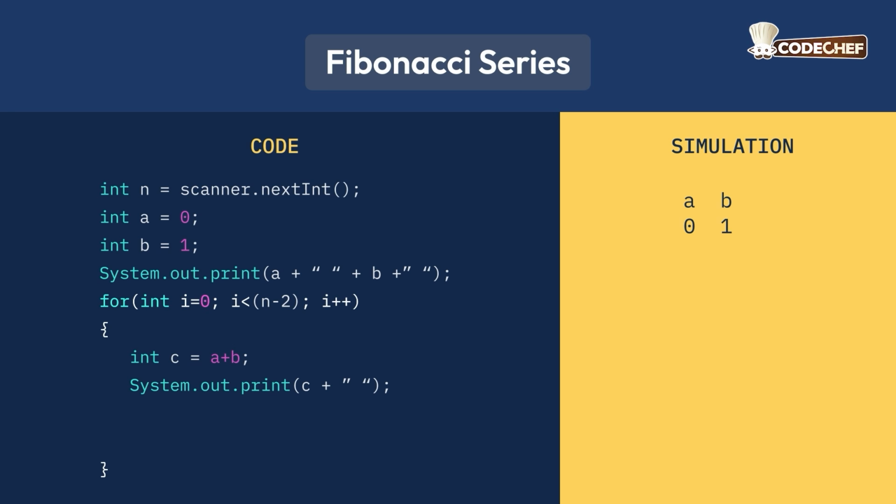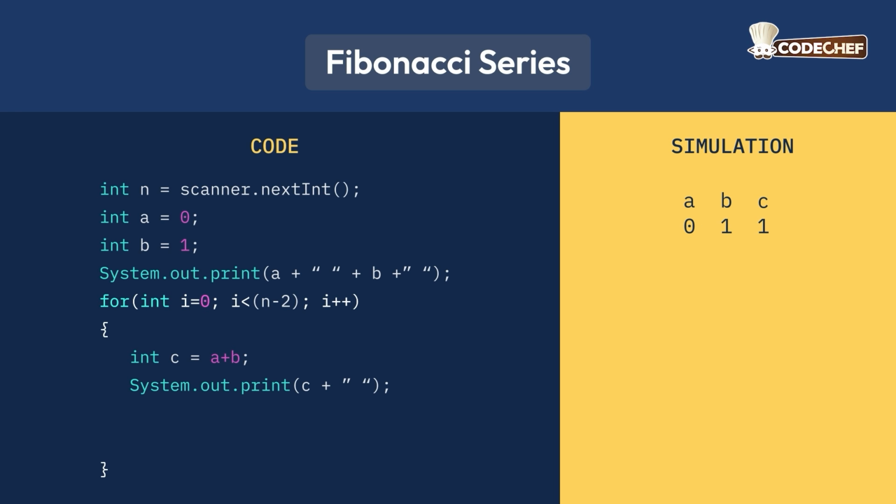The values of a and b were 0 and 1, but for the next iteration, our a and b should be updated to 1 and 1. Let's draw this out. So 0 was a and 1 was b. We did a plus b to get c, which is 1. This is what we have with us.